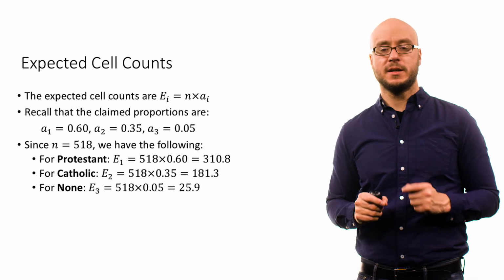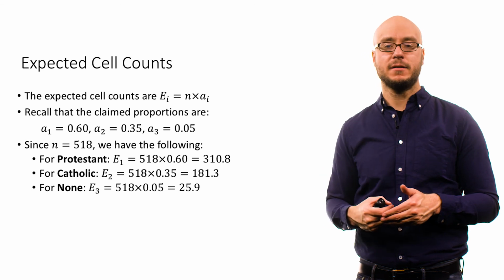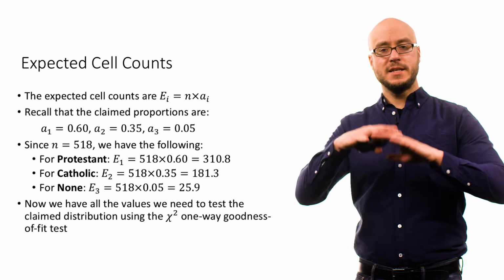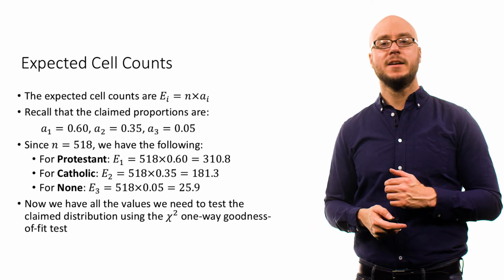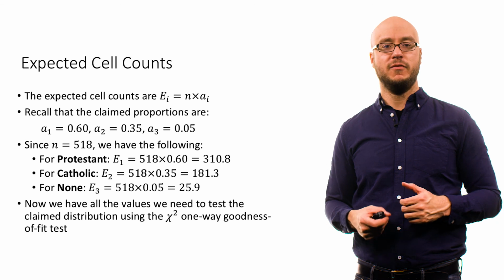So these are the expected counts. And the goal is to compare these expected cell counts with the observed cell counts in our data. So this is all the information we need to really conduct the chi-square one-way goodness of fit test.